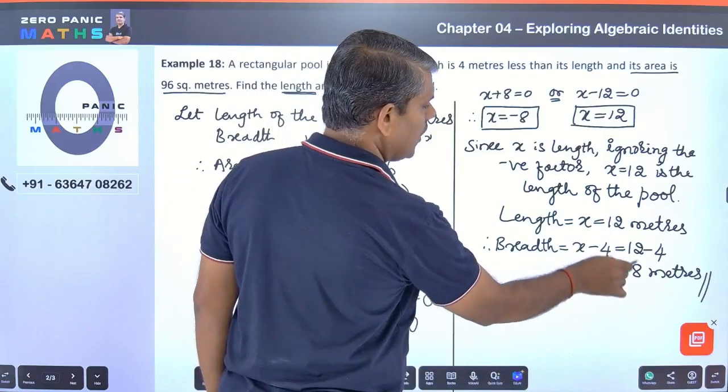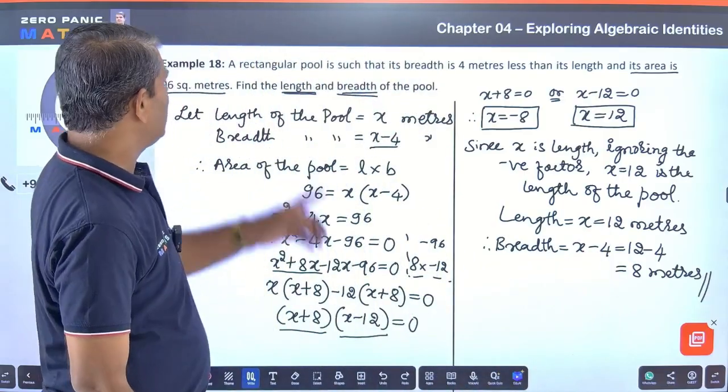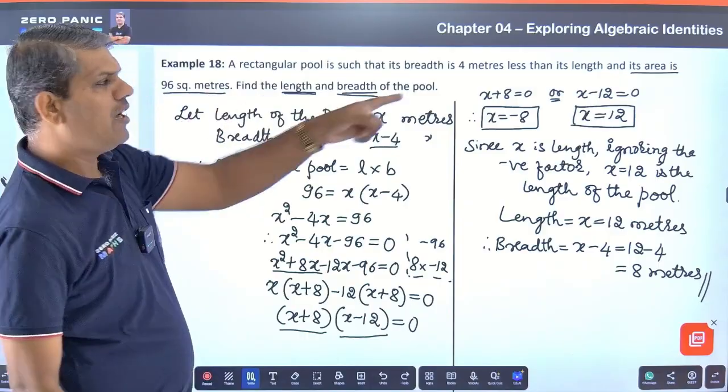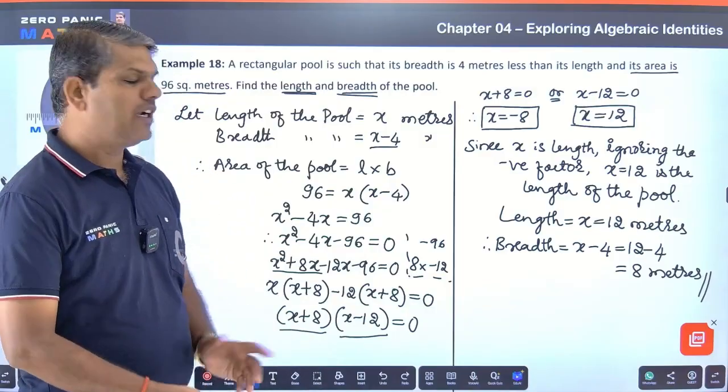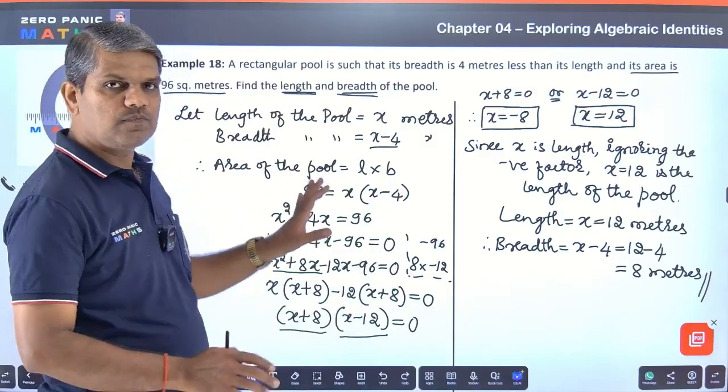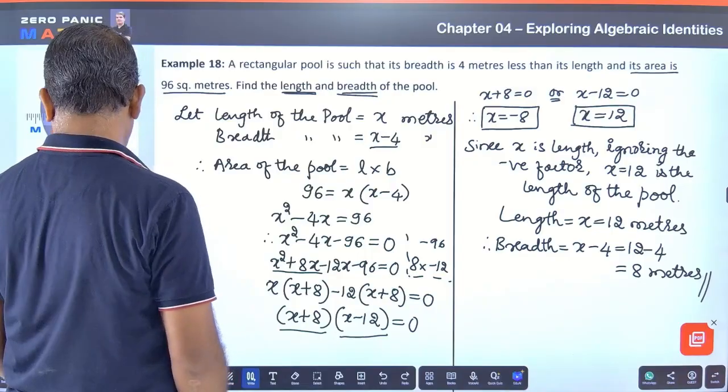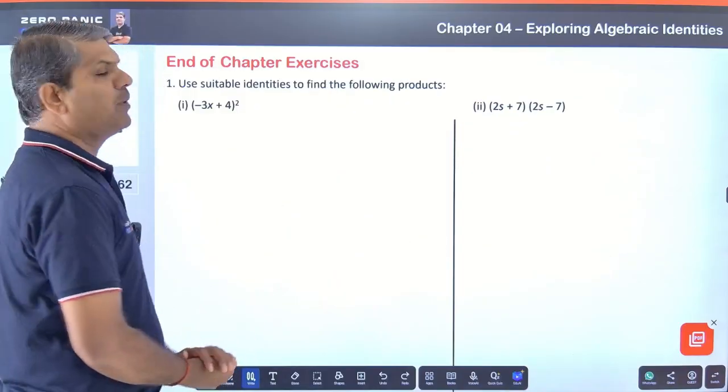If you multiply 12 by 8, 12 8s are 96, and that is the area of the pool that they have already given. This is how you actually verify the answer also. Okay, so hope you got this. Let us quickly move to the end of chapter exercises now.